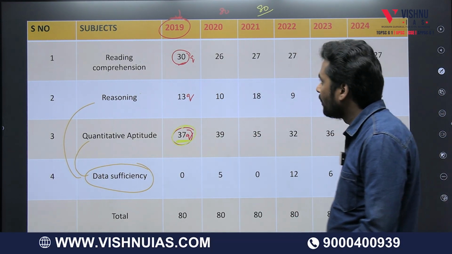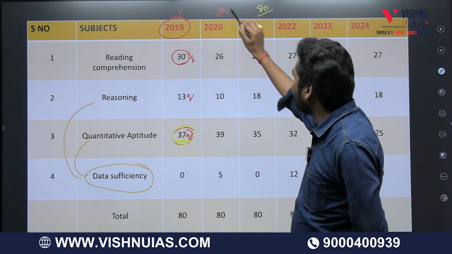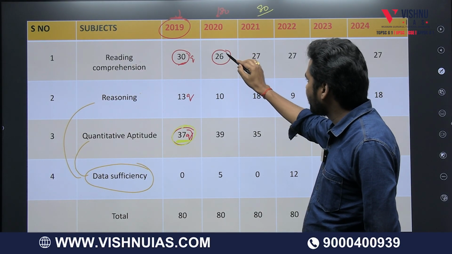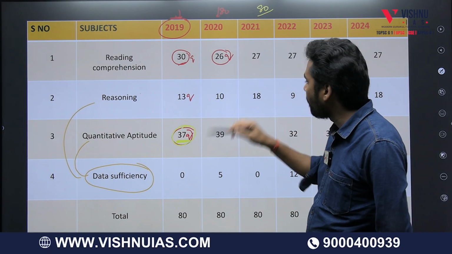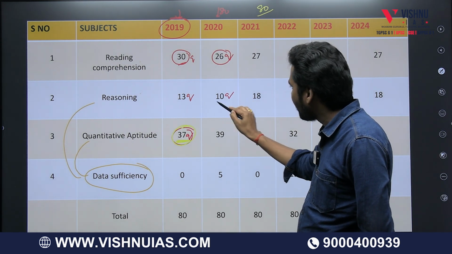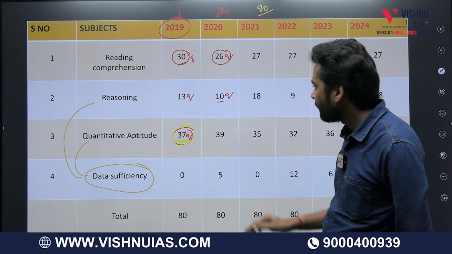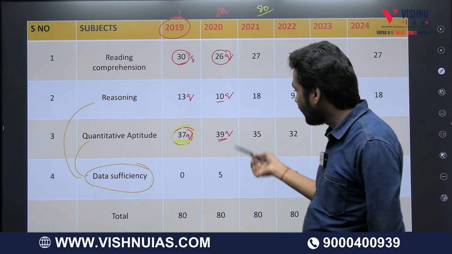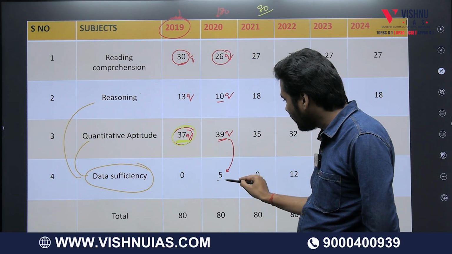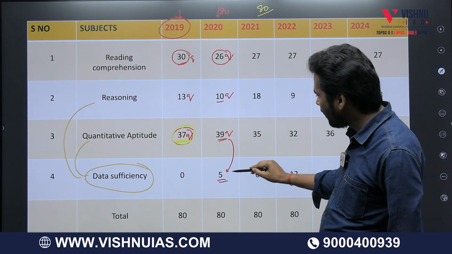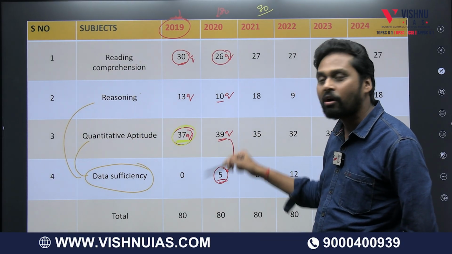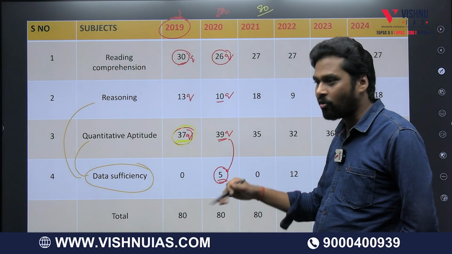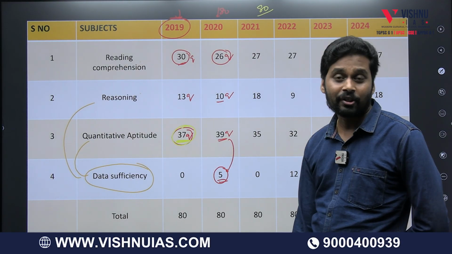Even in 2020, 26 questions were given in comprehension, just 10 in reasoning, and in quantitative aptitude again 39, and data sufficiency is 5 questions. These 5 questions also belong to quantitative aptitude, which means 43 or 44 questions.